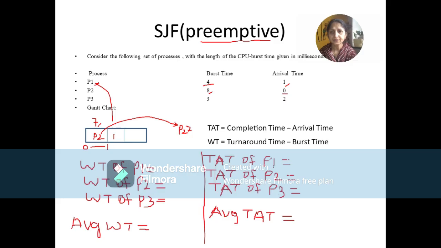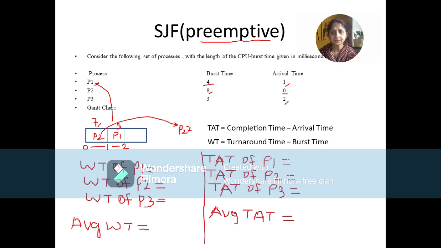So let's write it. Now if you see there is a disturbance at time 2. So at time 2 let's show the disturbance. At time 2 there is a disturbance. Fine. Now what was the burst time of P1? Burst time of P1 was 4. It got executed for 1 unit. So how much is remaining? 3. Who has come at time 2?